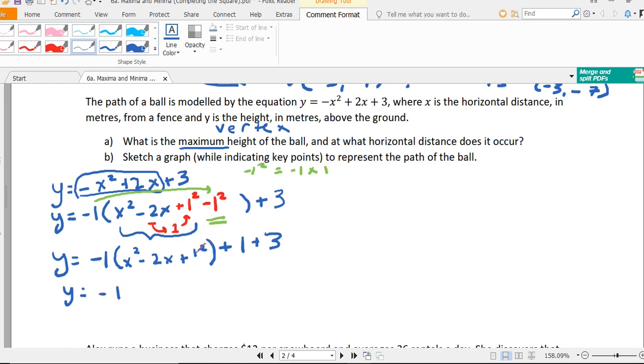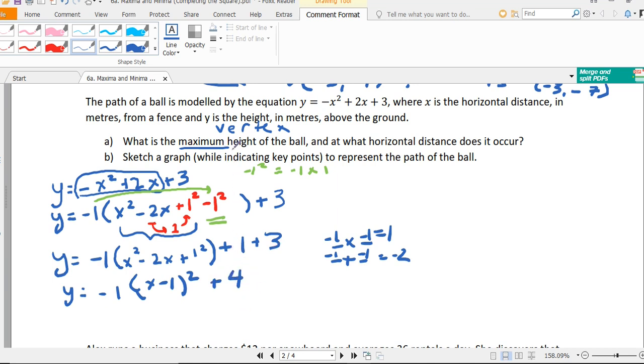Now I need two numbers that will multiply to give me 1, or 1 squared I should say, which is 1, and two numbers that will add to give me -2, and those two numbers are going to be -1 times -1 is +1, -1 plus -1 is -2, so I would have x minus 1 squared, and then 1 plus 3 is 4, plus 4.